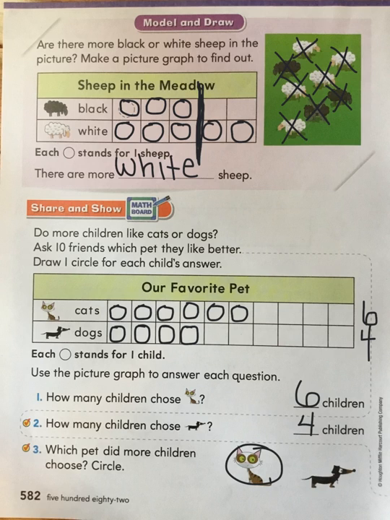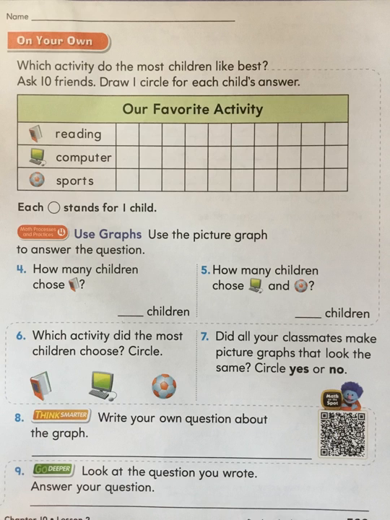So looking at this page, we were able to figure out that there were more white sheep, and we were able to figure out the different number of children that like different pets and which one had more votes. If you have your papers at home with you, put this paper off to the side and get your next paper. We're going to continue working and making picture graphs.